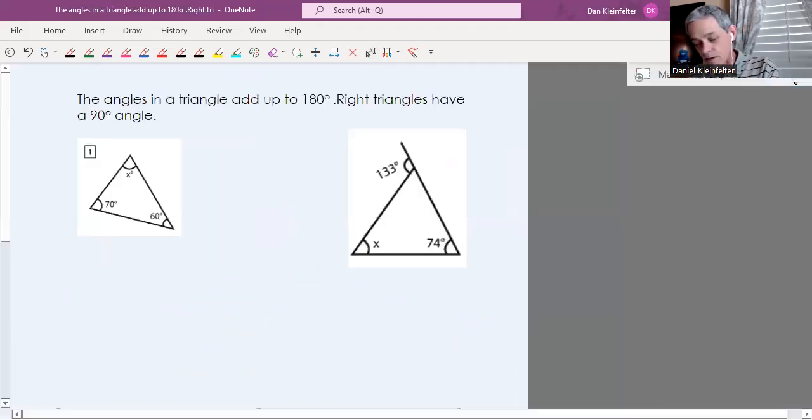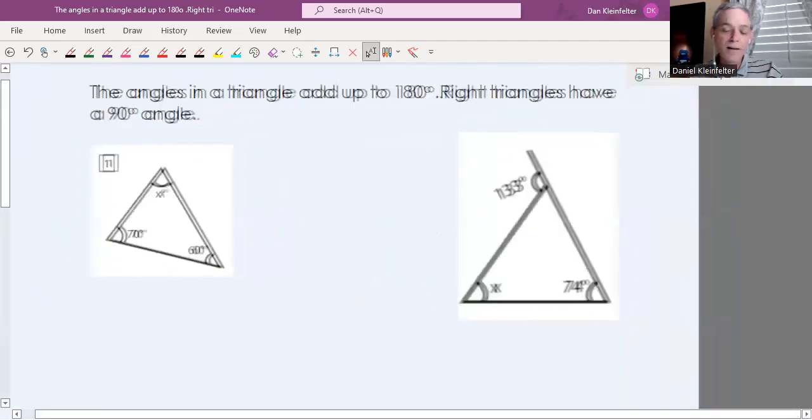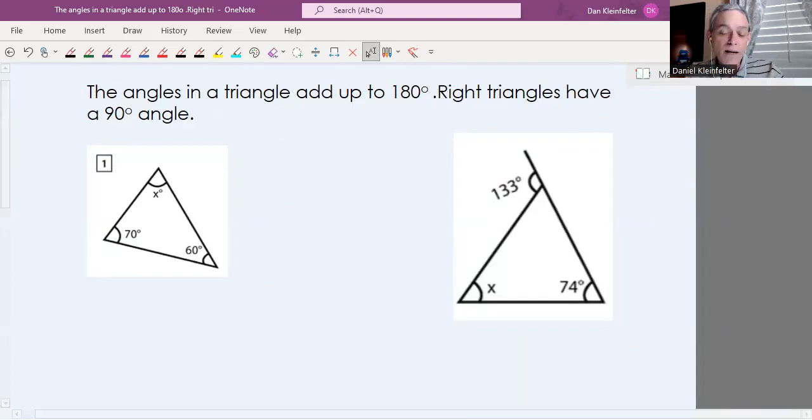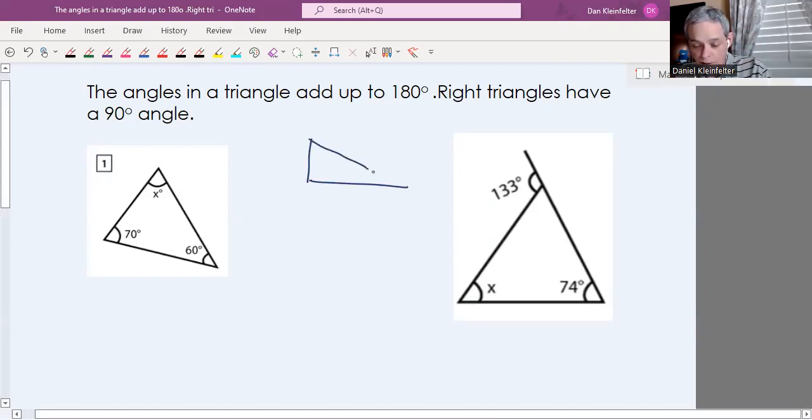All right, continuing our look at triangles. The angles inside of a triangle always add up to 180 degrees. Right triangles have a 90-degree angle in them. And so for a right triangle, here's one. You'll see a little box in the corner that indicates where the right angle is. If the angles all together add up to 180 degrees and 90 of them are taken up in that corner, that means that the other two angles have to add up to 90. So that's something to know.